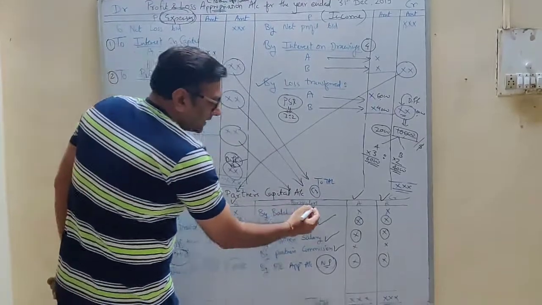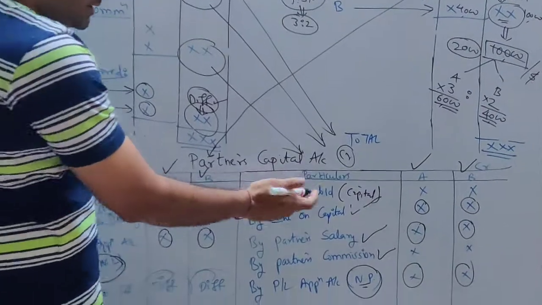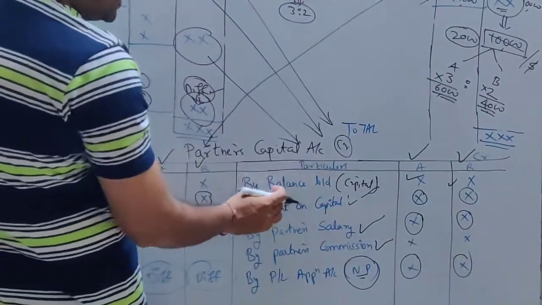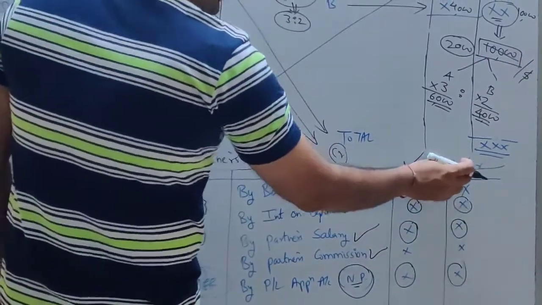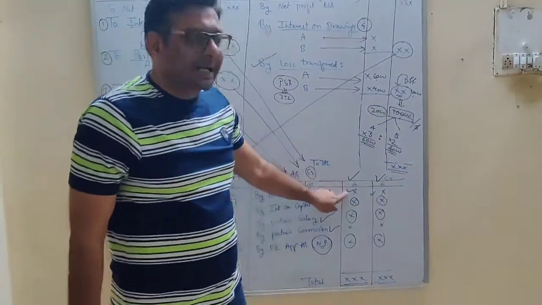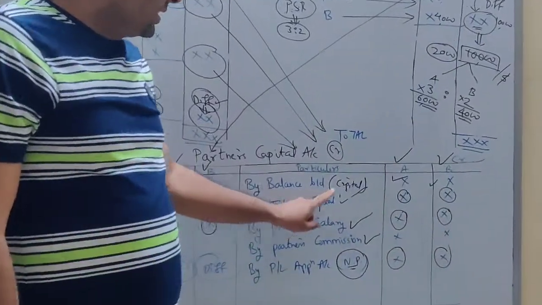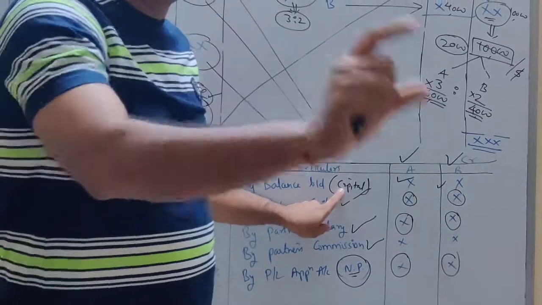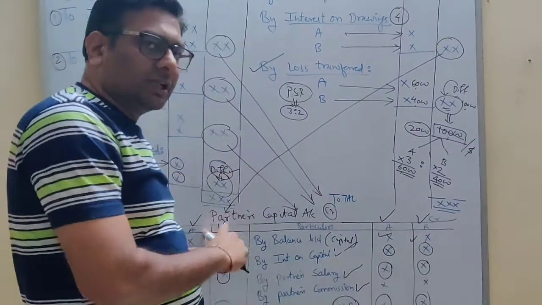In partners capital account, this is the capital balance of the partners. This will be given to you in the question. You will write it on the credit side by balance brought down. A's capital in A's column, B's capital in B's column. So this is how you are going to record capital in partners capital account on the credit side. I am giving you a trick to remember. Capital on the credit side, CC, capital credit. This way you will never make a mistake of writing it on the other side.